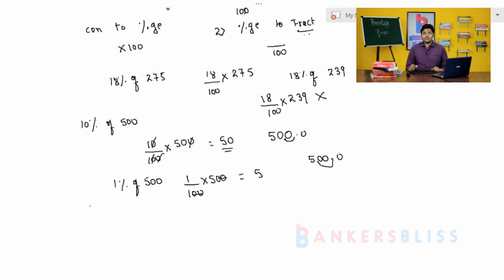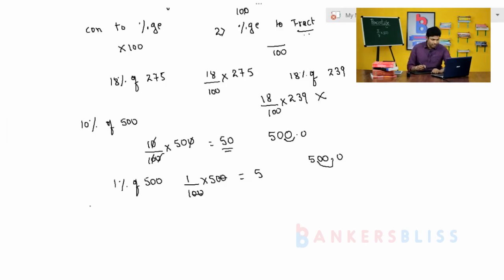Very simple. To calculate 10%, you have to shift the decimal point one digit from right towards left. If you want to calculate 1%, you shift two digits from the right side towards the left side. Let us take one more example.